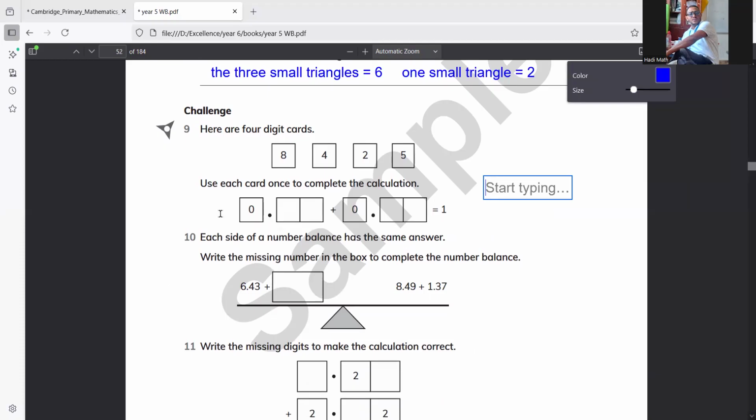Question 9. They say here are 4-digit cards: 8, 4, 2, and 5. They say use each card once to complete the calculations. We need to use each card one time. Like they say 0 point a number plus 0 point another number equals 1. I want you to be smart first before we do anything. You need two numbers. They give you 0 for the first two, because you need 1. That means you could get 0 here and 0 here. So I do believe the 2 and 8 will give me 10, because it will give me 0.